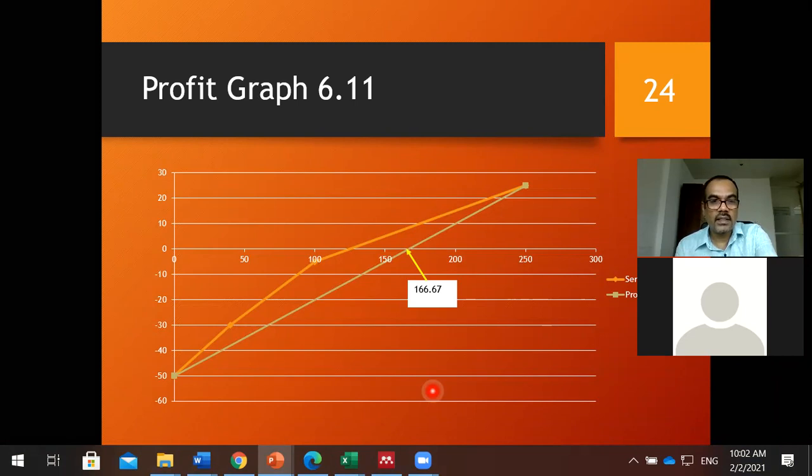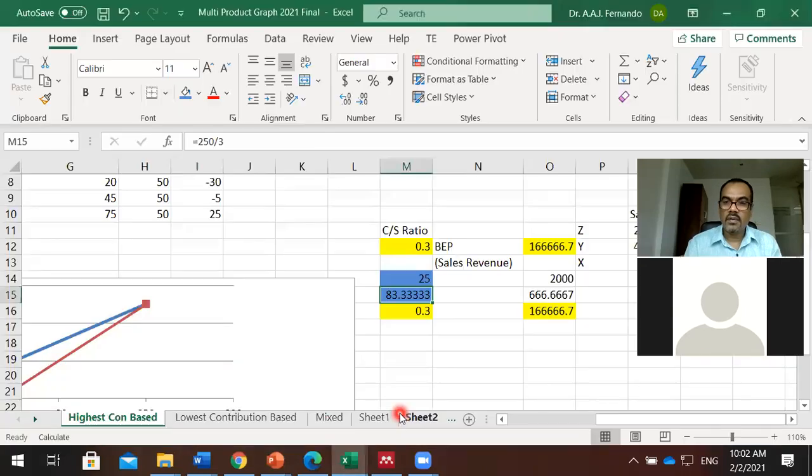Sorry, here profit. Sorry, we made a mistake. Yeah, 166. So this is the number of bundles, right? Number of bundles, 166.67. You see, number of bundles in the sales value, 166,066. So forget about it. We are worried about the profit and the units.